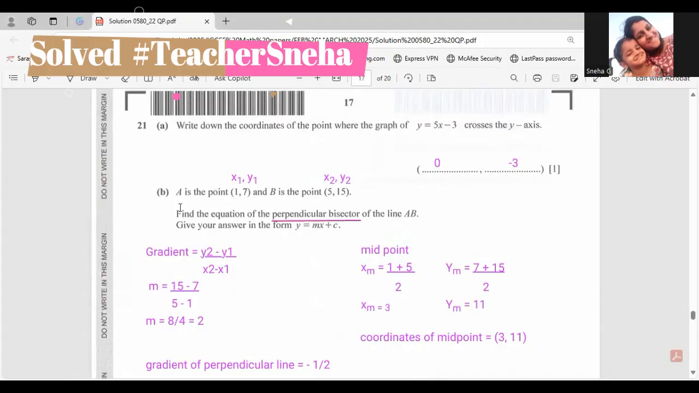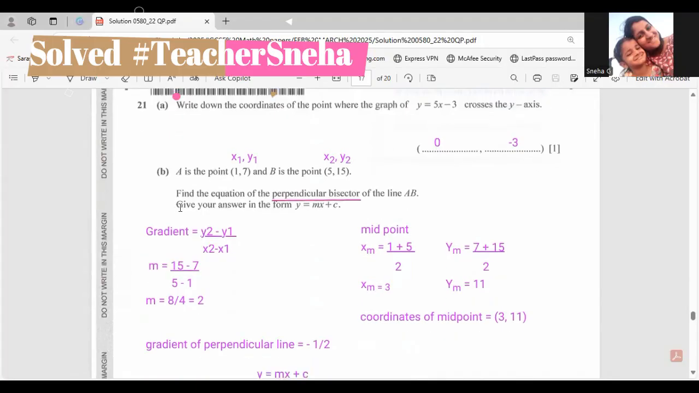The B part of this question has 2 points given, A and B, and we have to work out the equation of the perpendicular bisector of line AB. We assume the first point as x1, y1 and the next as x2, y2. Using the formula for gradient, y2 minus y1 divided by x2 minus x1, on substituting the values 15 minus 7 divided by 5 minus 1, the gradient comes as 2. Now, after we get the gradient for the original line as 2, the gradient for the perpendicular line is the reciprocal and negative. So, minus 1 upon 2 is the gradient that we obtain for the perpendicular line.